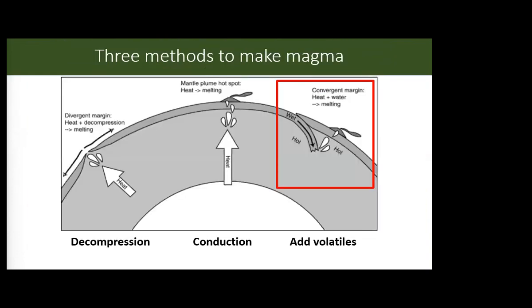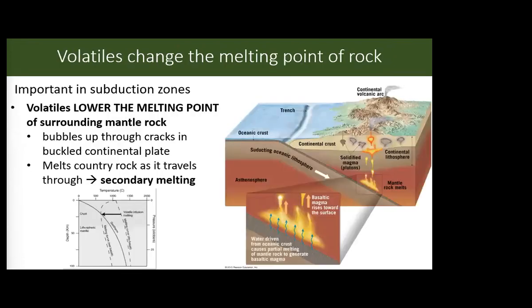All right, now let's talk about convergent plate boundaries. Now we're going to add volatiles to the mix. So instead of changing the heat, changing the temperature, we're going to do a little bit of that as well as we're pulling the slab into the asthenosphere. But what's going to start to agitate first is all the volatiles in the rock.